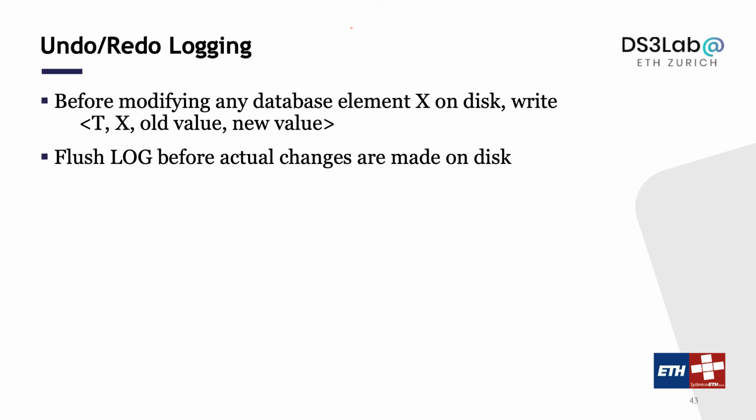So the high-level idea is as follows. Before you modify any database element on disk, you write to the log in memory a record that contains both the old value and the new value. Transaction T wants to update X. The old value is this. The new value is this. You write this to your in-memory log, and then you flush your log before actual changes are made on disk. Okay, this is your protocol.